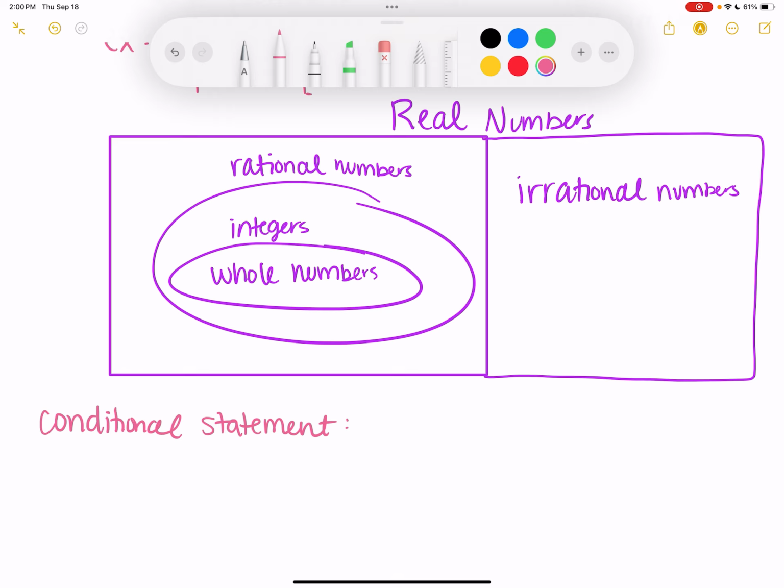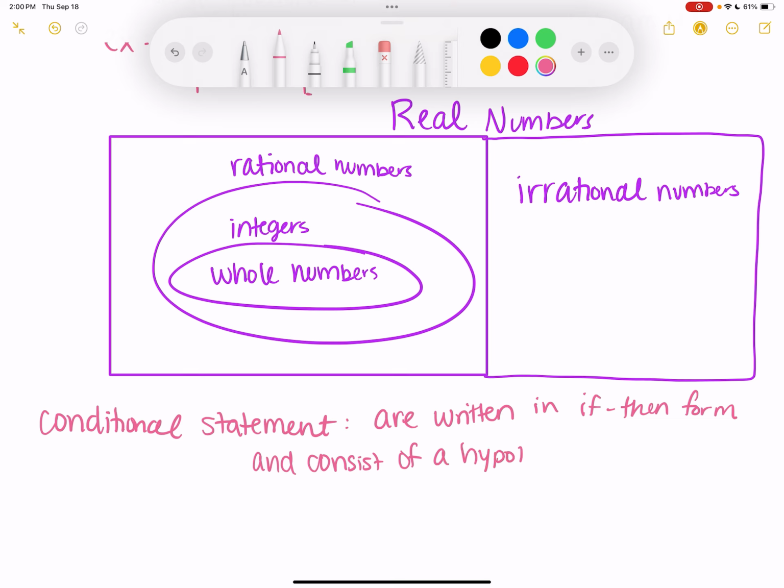Conditional statements are written in if-then form, and consist of a hypothesis and conclusion.